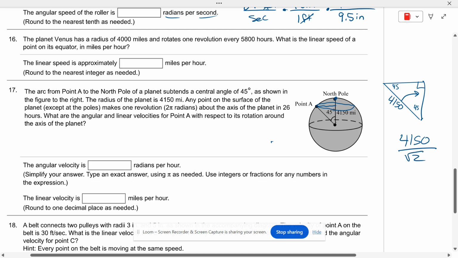Calculadora, por favor. Muy rápido. Muy rápido.